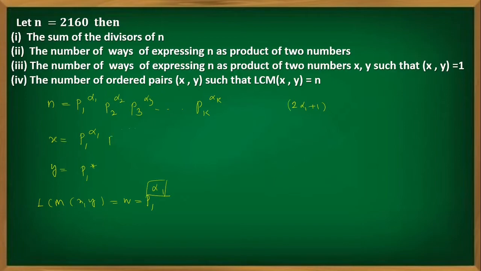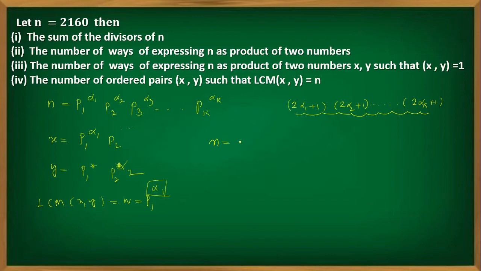Similarly, whenever you consider p2 to the power of alpha 2, we fix it here, and for the other place we have alpha 2 plus 1 choices. Whenever you fix p2 to the power of alpha 2 in the other place, we again have alpha 2 plus 1 choices. So the total number of choices for p2 is similarly 2 alpha 2 plus 1. Like this, we write the same expression for each prime, 2 alpha k plus 1 for the last prime. So this is the result we want: the number of ordered pairs x comma y such that LCM of x comma y is equal to n is of the form product of 2 alpha i plus 1.